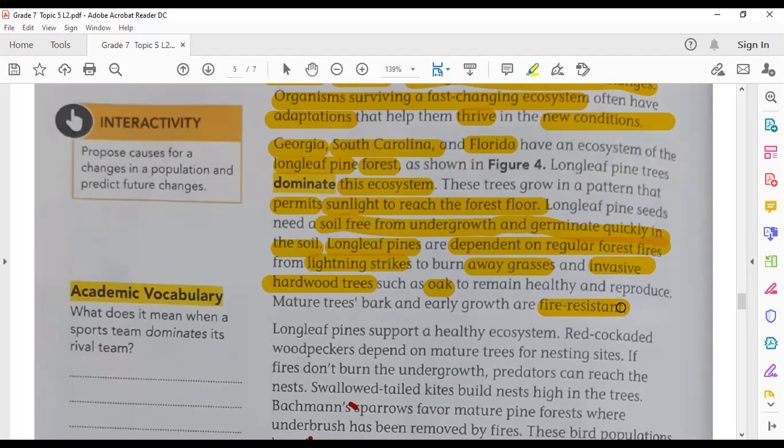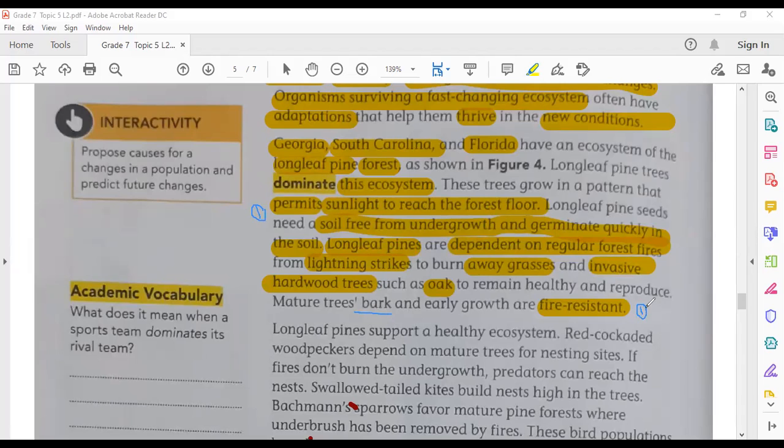First, they grow in a pattern that permits sunlight to reach the forest floor. This is the first one. Which page? This page, 250. The first adaptation for these organisms is that they permit sunlight to reach the forest floor. And their bark is fire resistant.